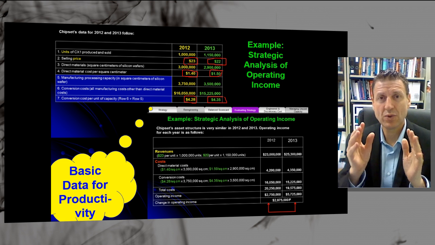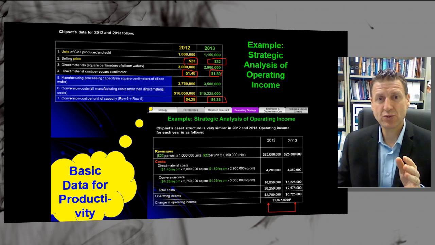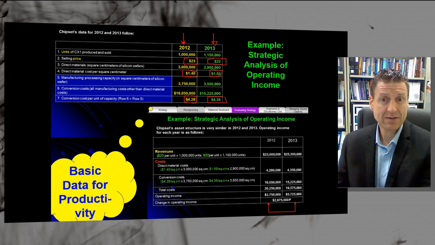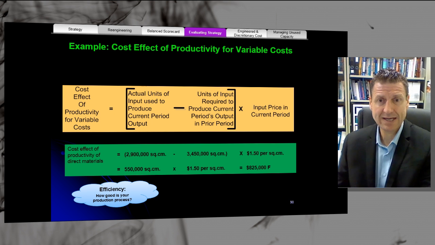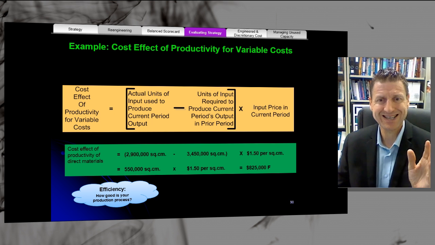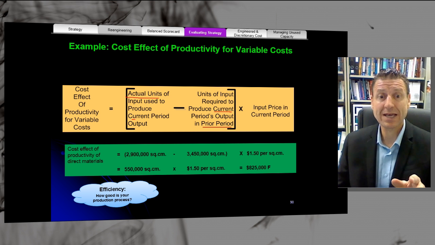That's the focus here. Whatever we do with the formulas, we need to work with either one period, either 2012 or 2013, and that's what we're going to do. So let's have a look at the formulas here. Now, we're working with 2013, and that is the units of input required to produce the current output in the prior period. We're going to take that off the actual units of input used to produce the current period output, and we're going to multiply that by the input price in the current period. So we have our input price of $1.50. That doesn't change. We're keeping that constant.